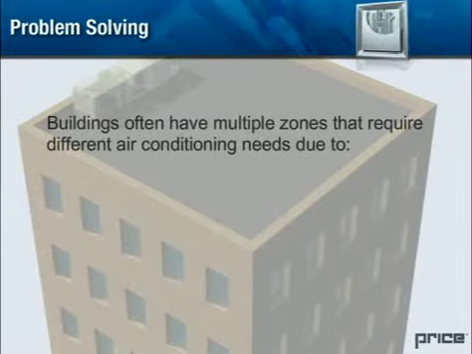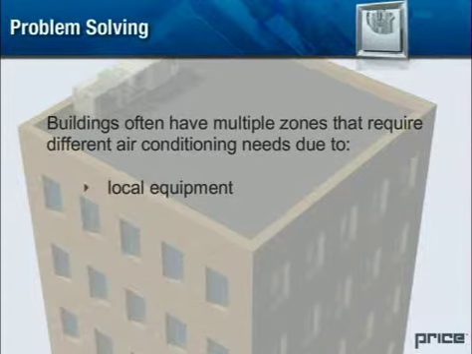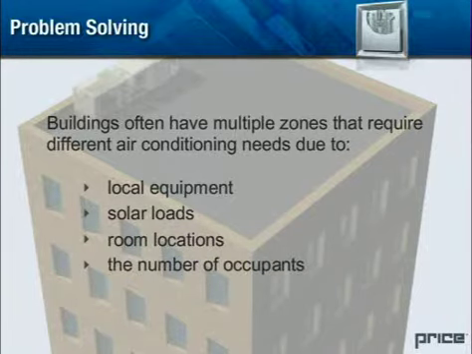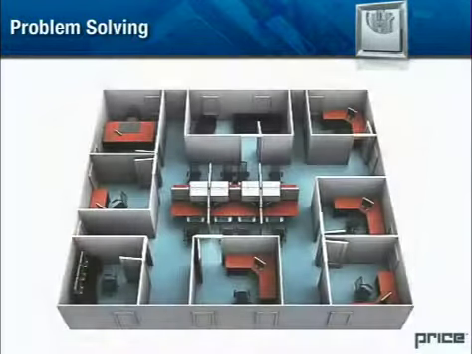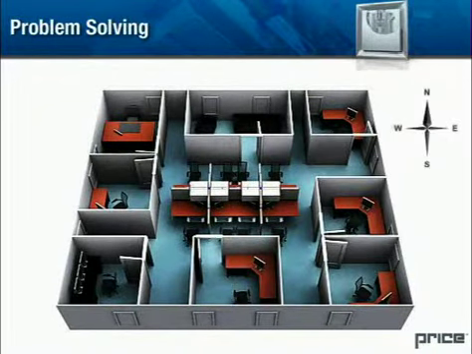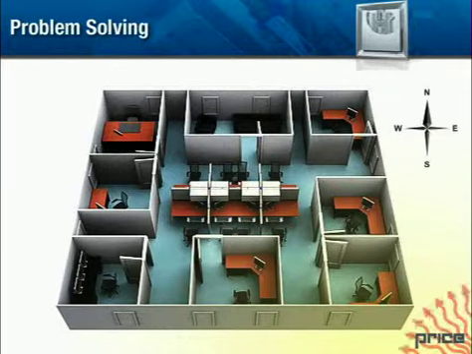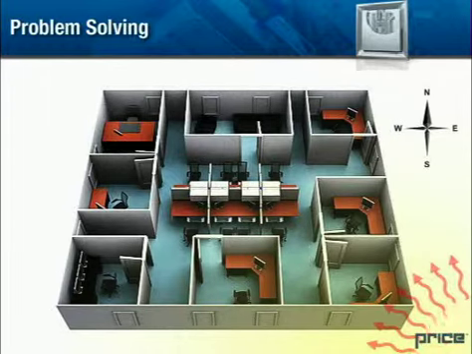Buildings often have multiple zones that require different air conditioning needs due to local equipment, solar loads, room locations, the number of occupants, and their daily activities. For example, if we consider a building which experiences a lot of south-facing sunlight during the winter months, we can see that this building has multiple load demands.